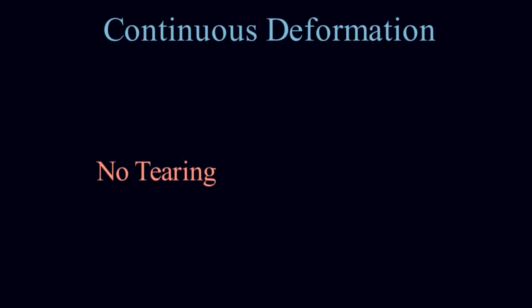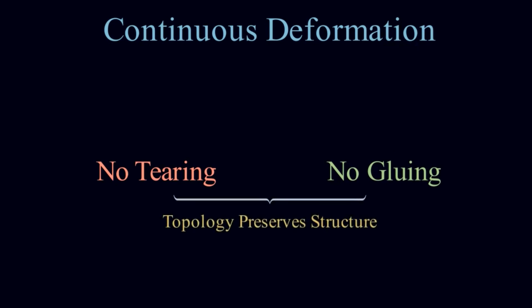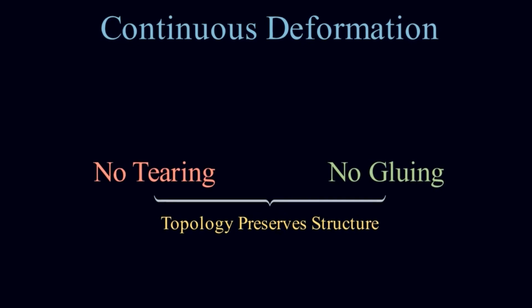One is that there would be no tearing of that object and there would be no gluing of that object. That means we cannot tear an object to make a new object, or we cannot glue some objects to make a new object. This is nothing but the structure preserving of topology.